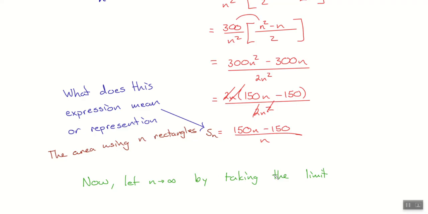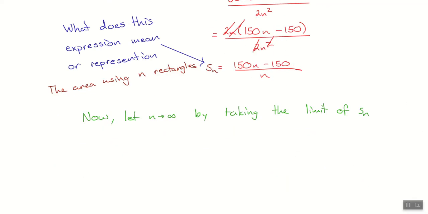Okay, so all we have to do is take the limit of this. I'm going to say, now that we've named it S sub n to make sure that we're all on the same page, let's take the limit of S sub n. Let's do it. So we're going to take the limit as n approaches infinity of S sub n, which becomes the limit as n approaches infinity of what expression?